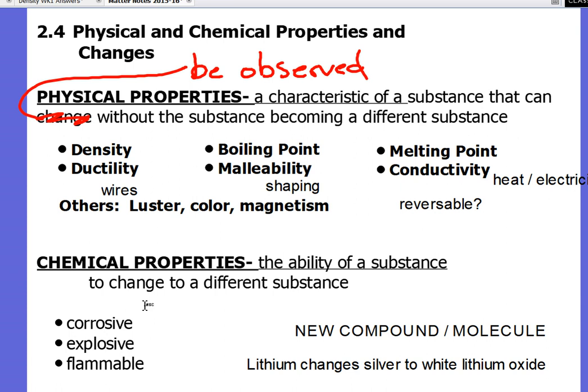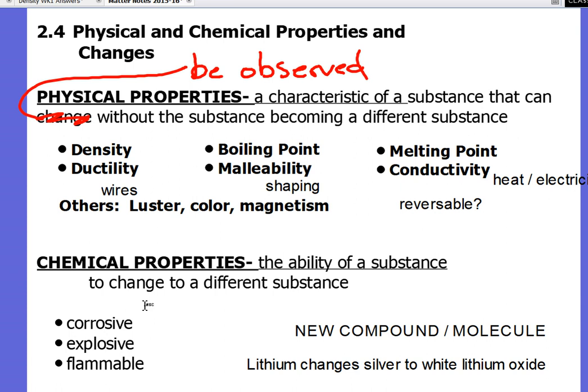What does corrosive mean? Corrosive means that that substance is going to react with other things and break them apart. Acids tend to be described as corrosive because they'll break compounds down into smaller pieces and react with them.